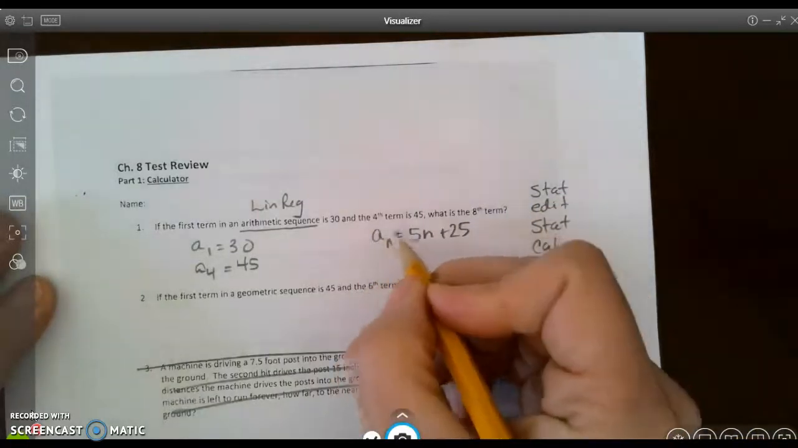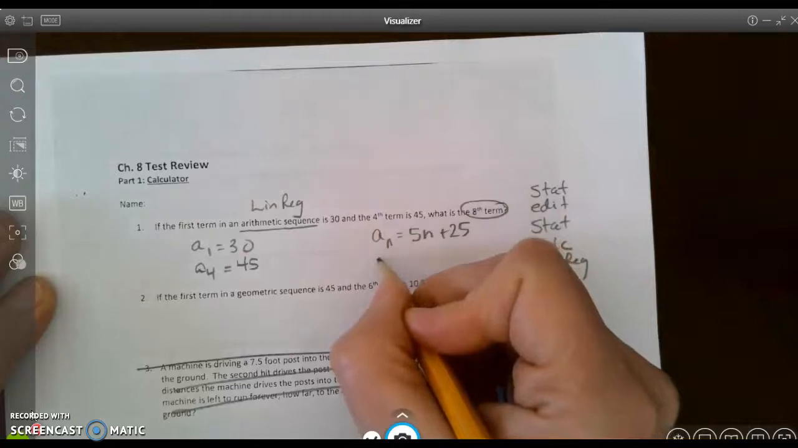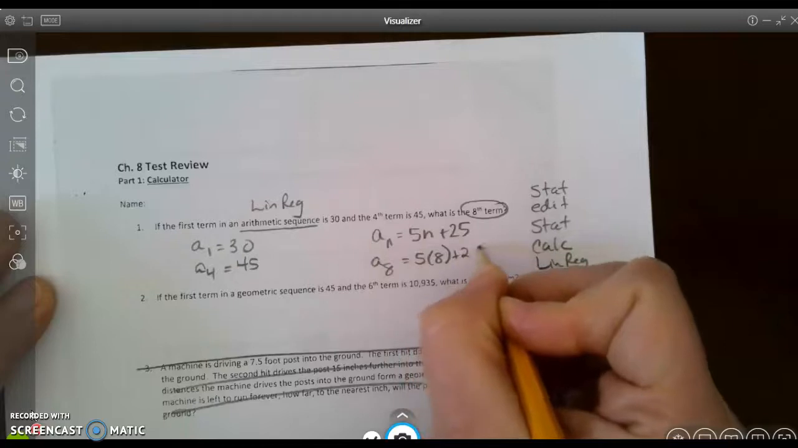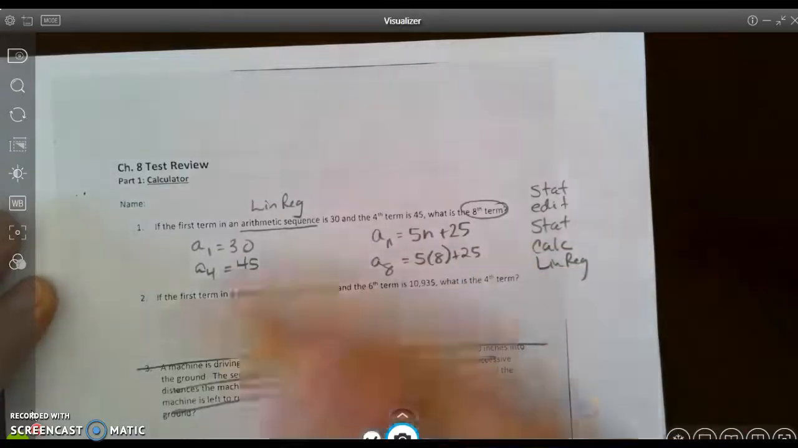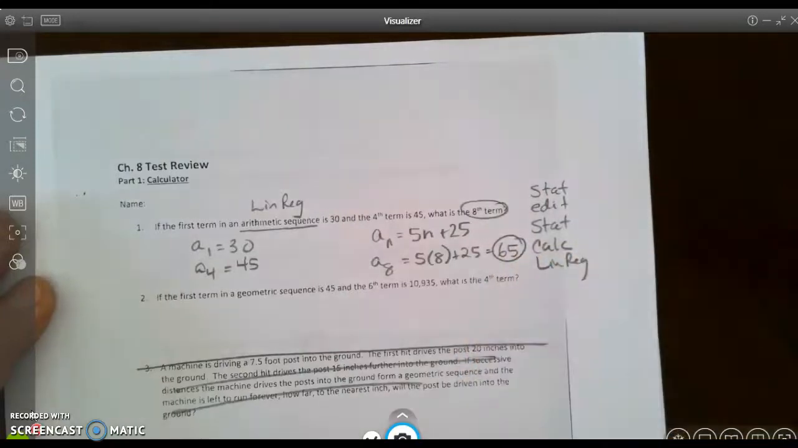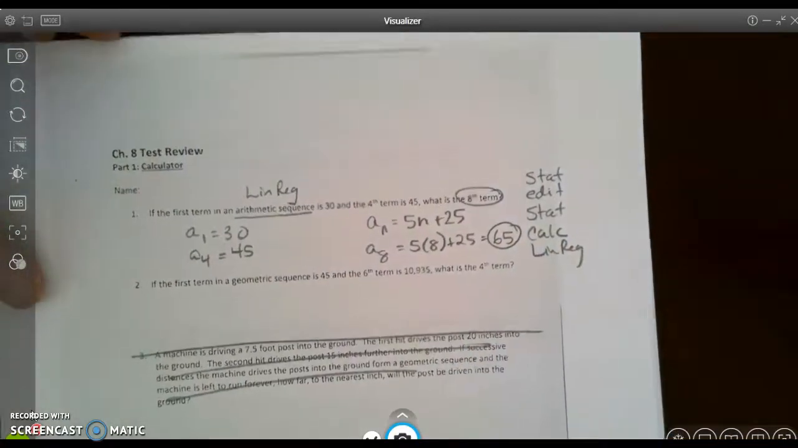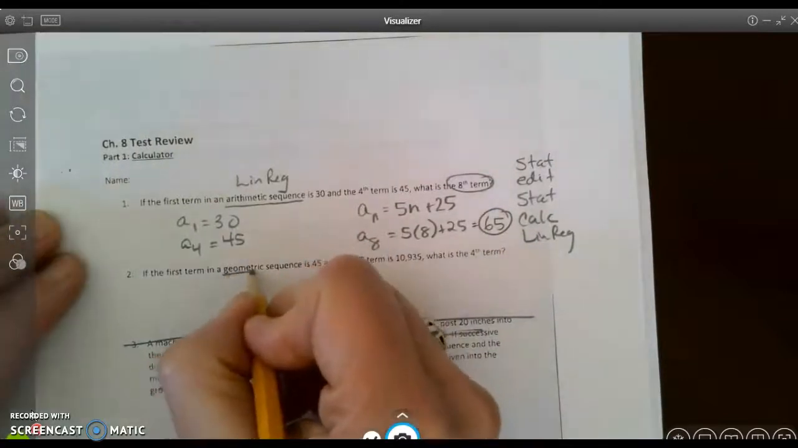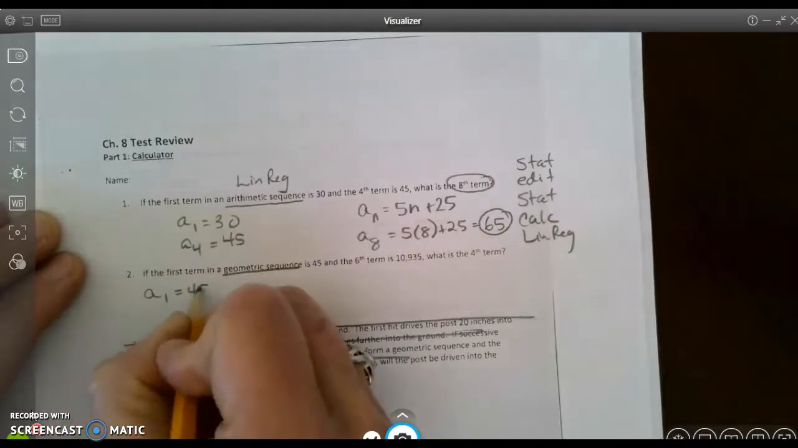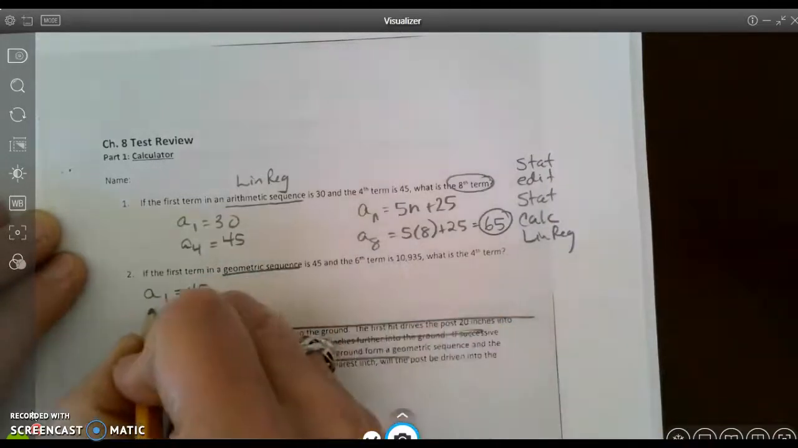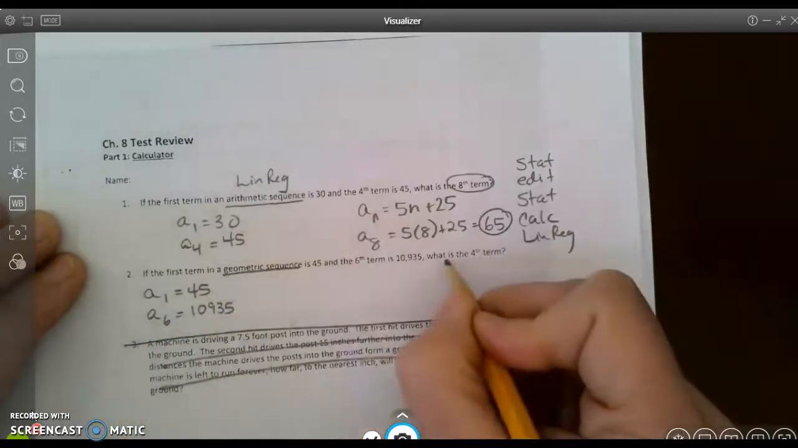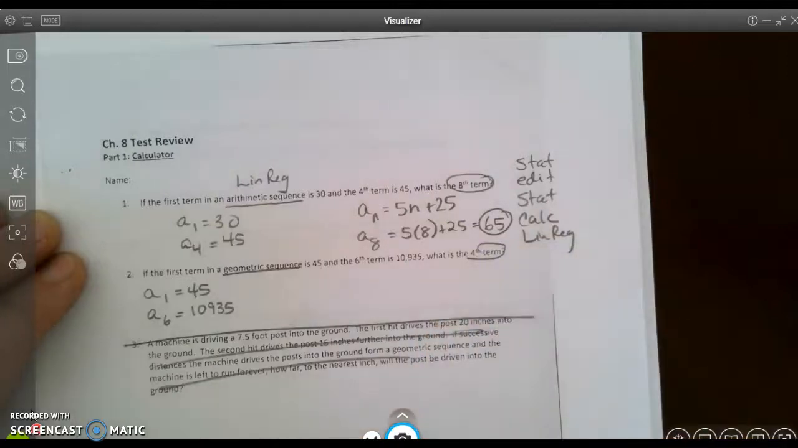And because I'm looking for the eighth term, a sub 8 is 5 times 8 plus 25. And that's going to give me 65. If the first term in a geometric sequence is 45, so a sub 1 is 45, and the sixth term, a sub 6, is 10,935. What is the fourth term?